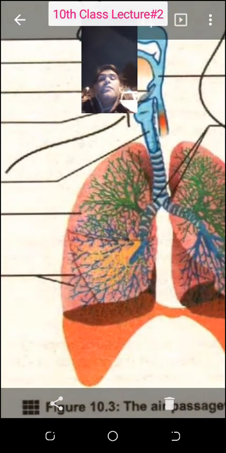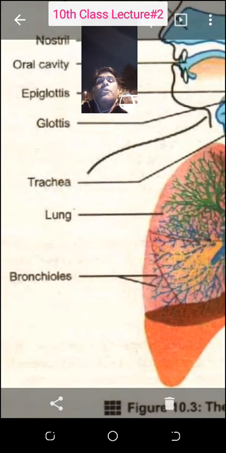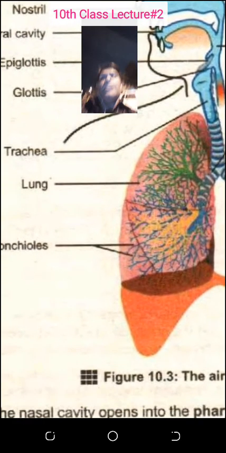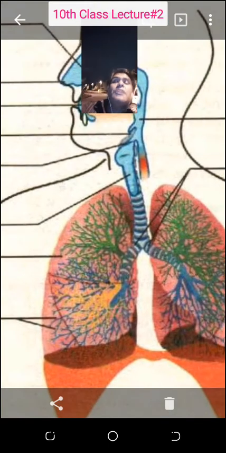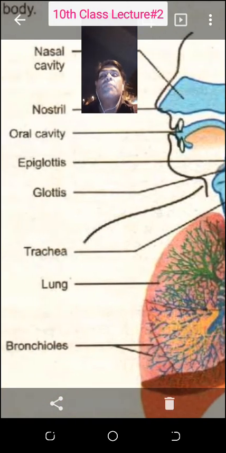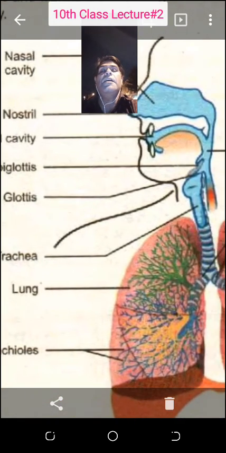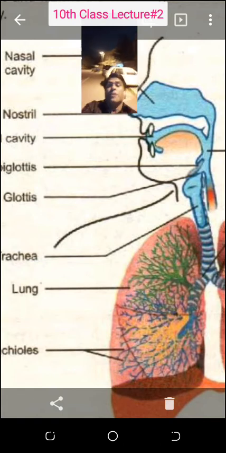Now I will tell you about the esophagus, and then what happens. These are the bronchioles, these are the bronchioles inside the lungs. But I will tell you step by step once again, because we started from the trachea, so I will start from the trachea. The top of the trachea, if you are watching, that is the glottis. The opening of the trachea at the top is called the epiglottis.